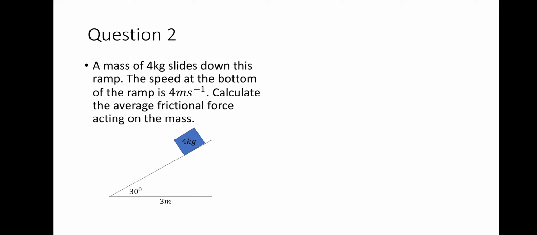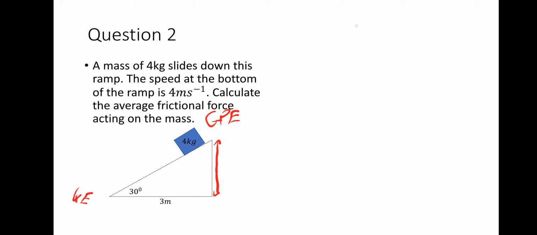So what we need to do is compare the gravitational potential energy that this mass has initially, and then subtract it from the kinetic energy at the bottom. And then the loss of energy, the difference, is the energy loss due to the frictional force that's acting on the mass. So to calculate the GPE, I'm going to need the height. And to calculate the frictional force, we're going to need the hypotenuse as well. So we can calculate both of those first.